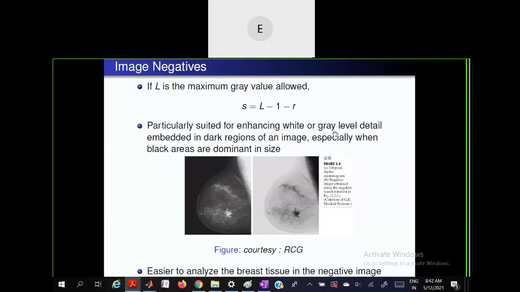Particularly suited for enhancing white or gray level detail embedded in dark regions of an image, especially when black areas are dominant in size. So this is a small white region or gray level region, but your dark region is very large, dominating. In such cases, if you convert it into negative, I can easily locate your white region. That could be helpful. So to enhance such a region, we use this negative operation.